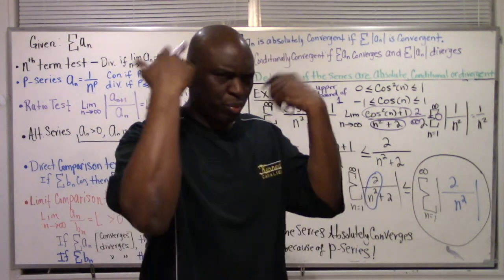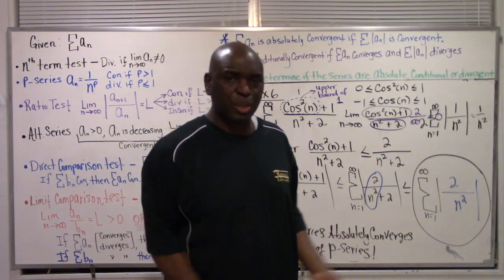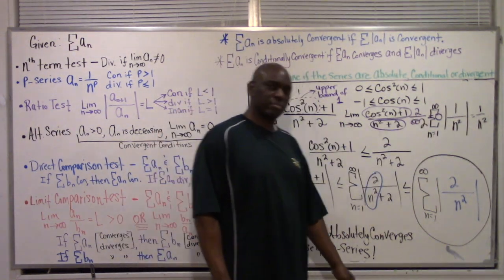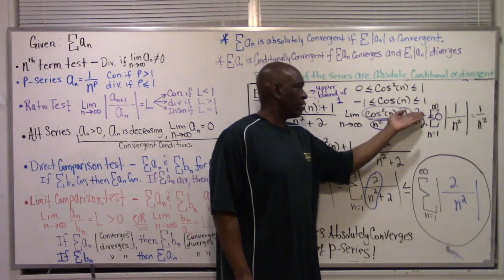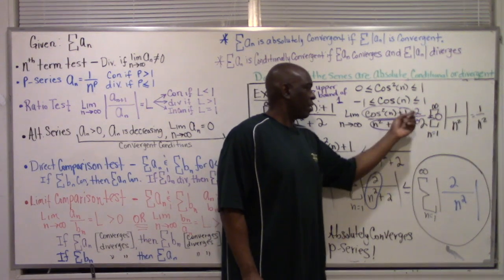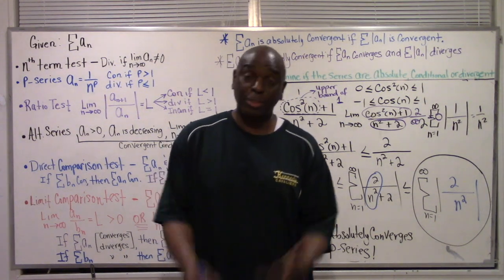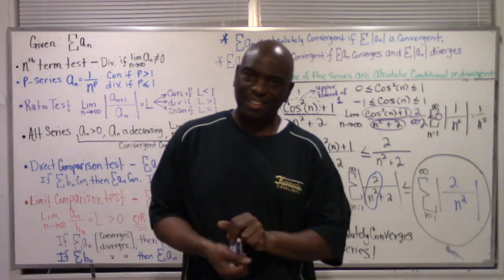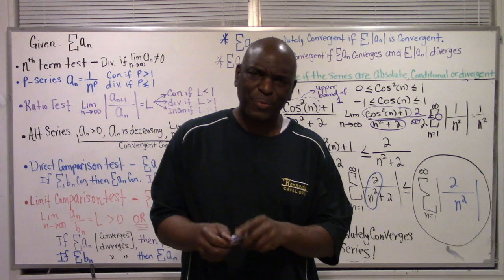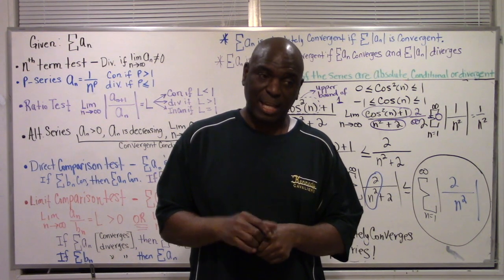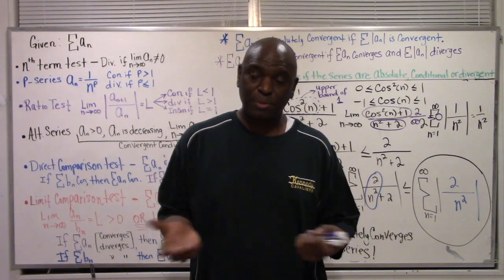Maybe that's why I just went past it. Because it's inconclusive. It tells us nothing. It tells us that our limit is 0. Okay? Because we have 2 over a very large number, which goes to 0. So there you have it. Okay. That was kind of long, I know. But that's absolute convergence. And conditional convergence and divergence.